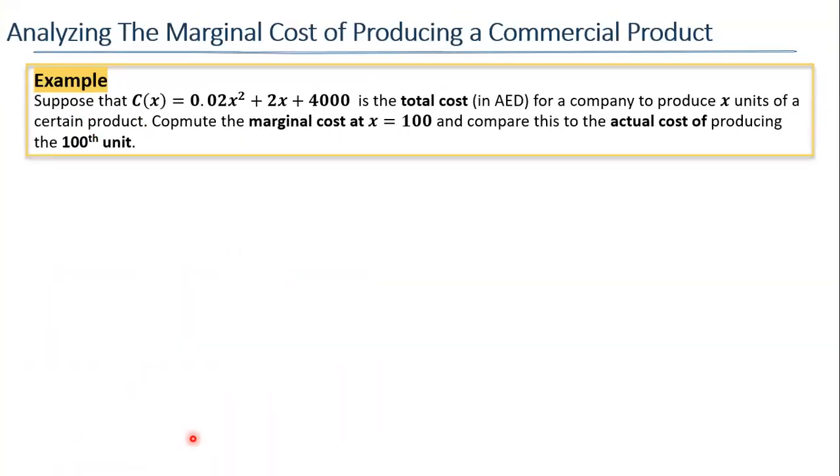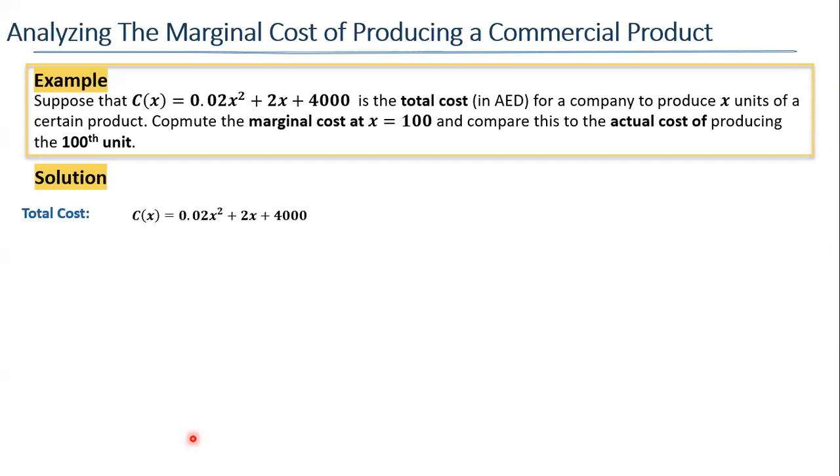Let us practice. Suppose that C of x equals 0.02x squared plus 2x plus 4,000 is the total cost in dirhams for a company to produce x units of a certain product. Compute the marginal cost at x equal 100 and compare this to the actual cost of producing the hundredth unit. This question has two parts. So we'll start with the total cost.